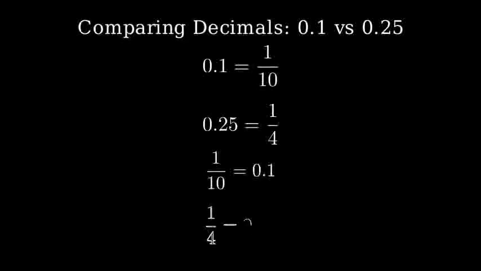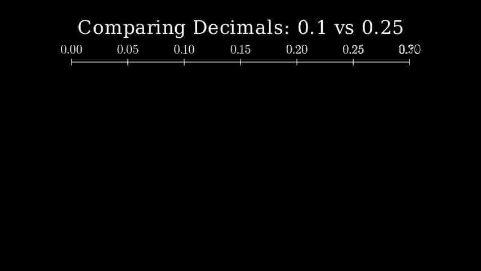Let's convert these fractions back to their decimal representation. We see that 1/10 remains 0.1 and 1/4 is 0.25. Now let's directly compare 0.1 and 0.25.